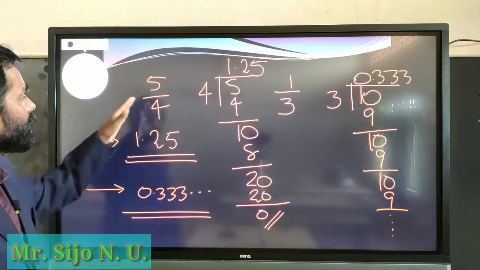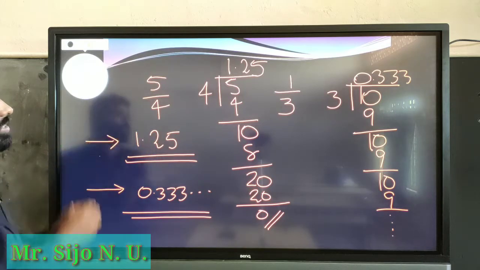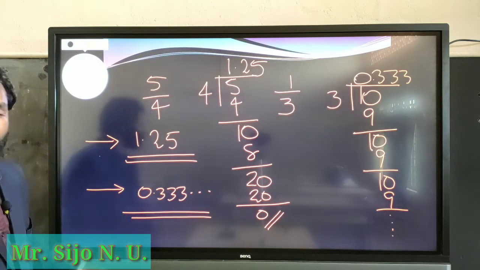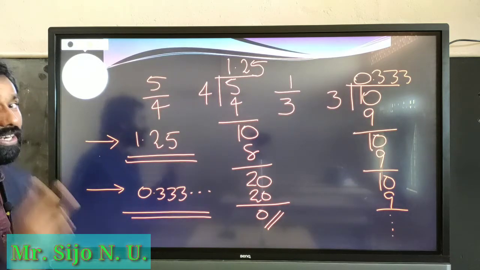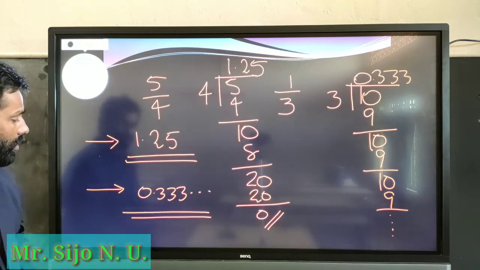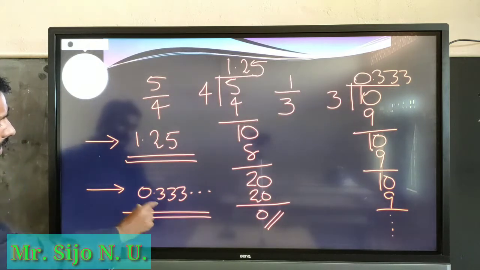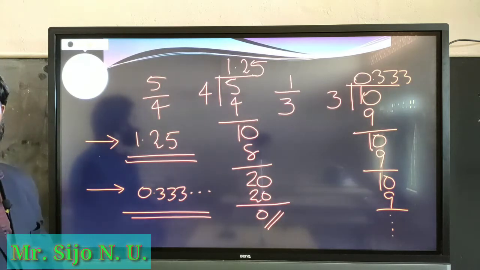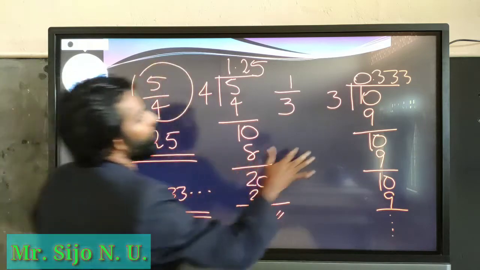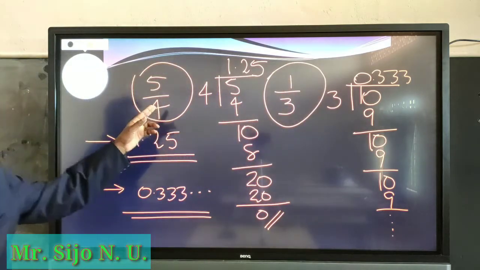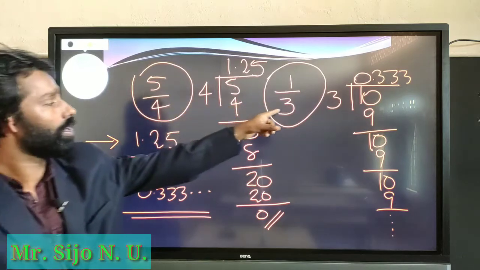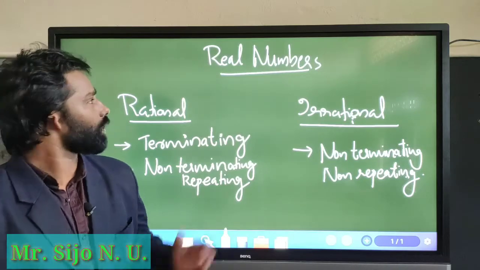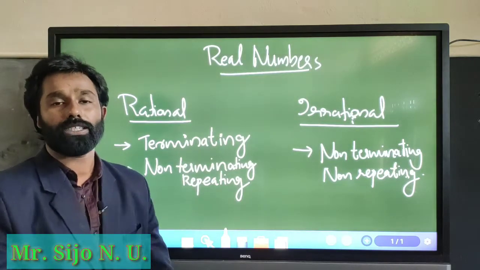So we can say in the first case, the decimal expansion is terminating after finite steps. The second one is non-terminating. But one quality it emphasizes here, that is it's repeating. A digit or a block of digits is repeating. So we can conclude that the decimal expansion of a rational number is either terminating or non-terminating, repeating.